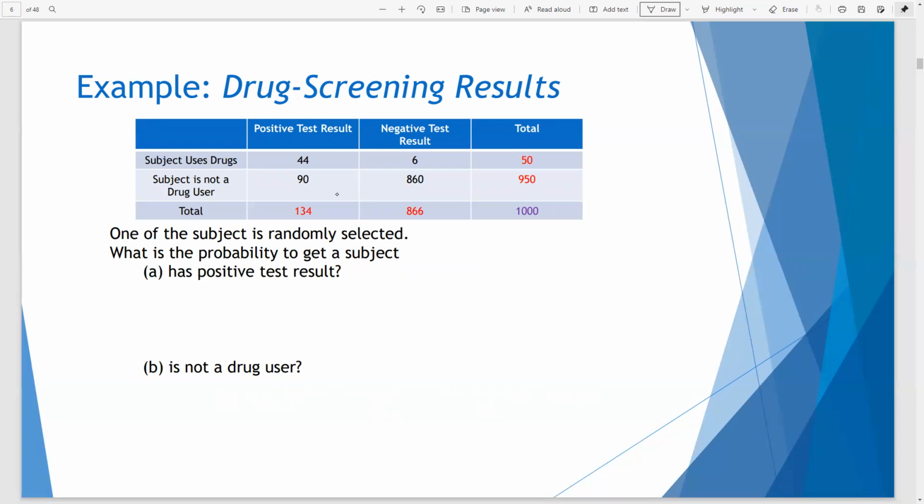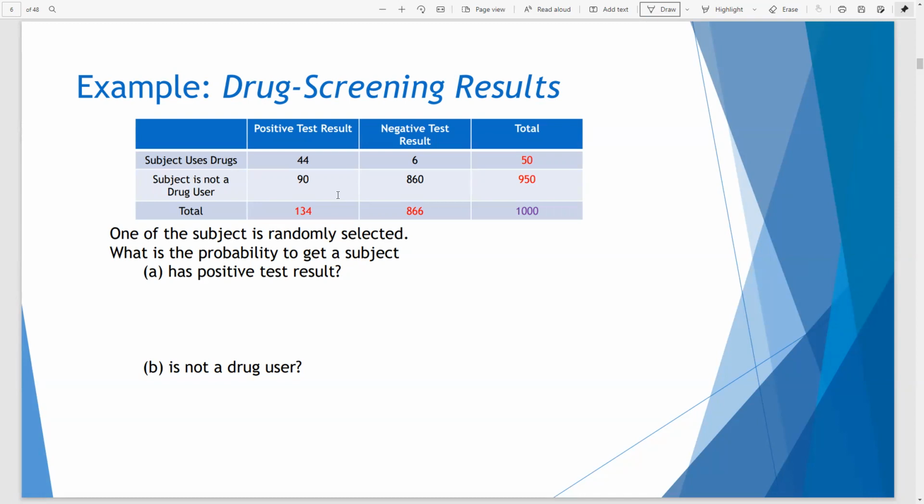So of these, 44 is a true value: those who are positive and use drugs. 860 are those negative and not using drugs. This is also a true value. The other two are the errors: those negative but actually using drugs, and those subjects not using drugs but actually showing a positive result. So there are 134 positive results, 866 negative results, 50 who use drugs, and 950 who are not using drugs.